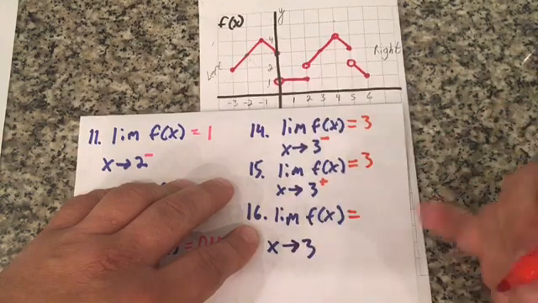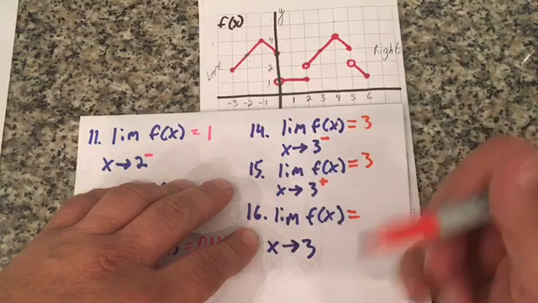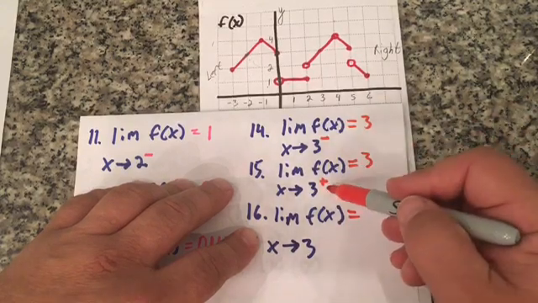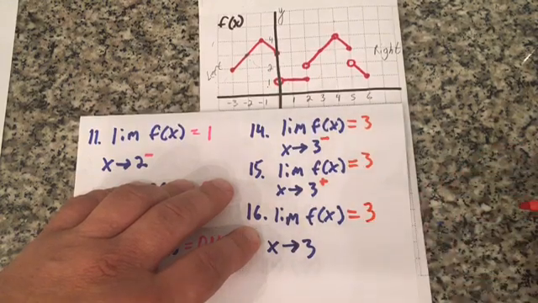And now, because they're the same, the limit as x approaches 3 from both sides: if the left-hand limit is equal to the right-hand limit, then the answer is not going to be DNE. It's going to be 3.